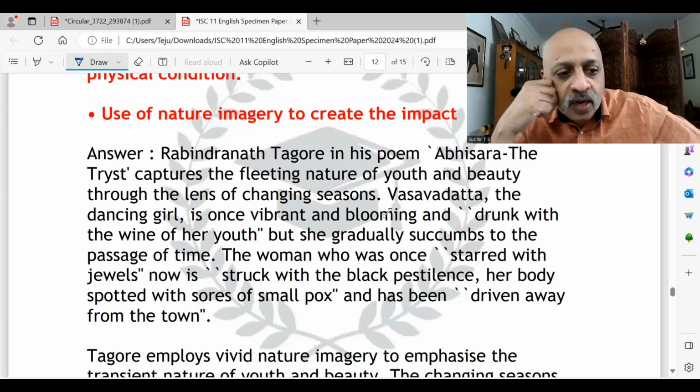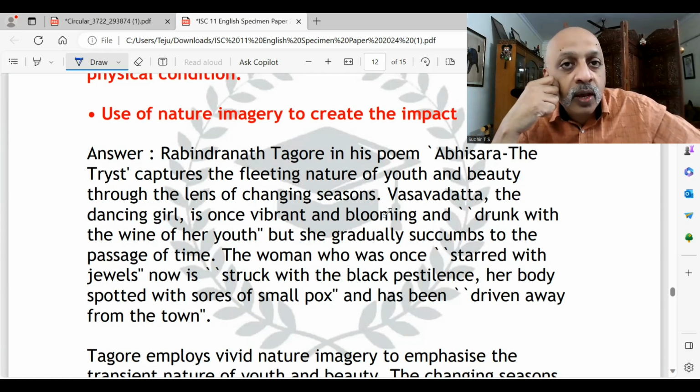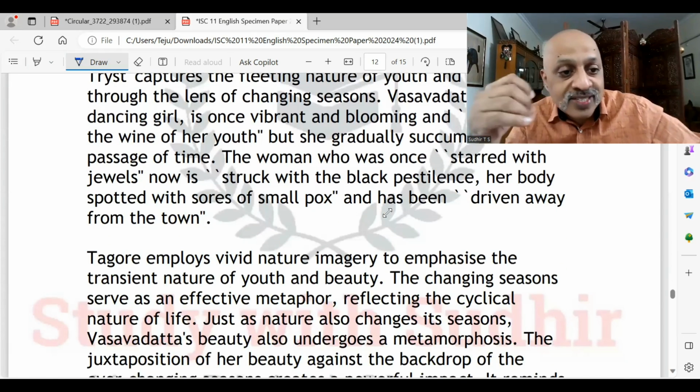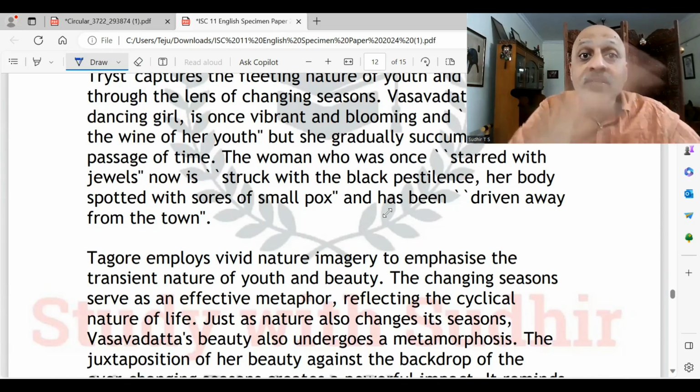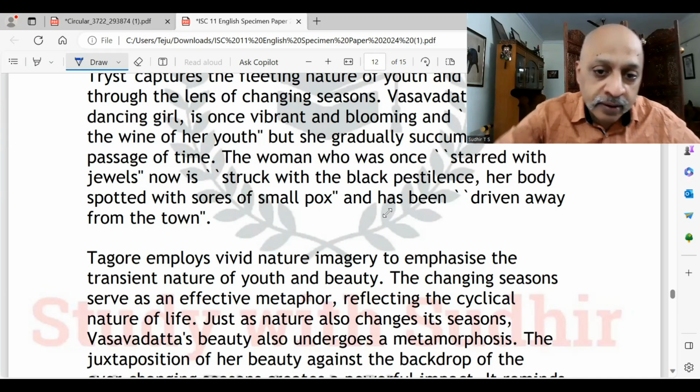The woman who was once starred with jewels is now struck with the black pestilence, her body spotted with sores of smallpox, and has been driven away from the town. Tagore employs vivid nature imagery to emphasize the transient. Transient means the temporary nature of youth and beauty. Beauty and youth are not permanent, right?